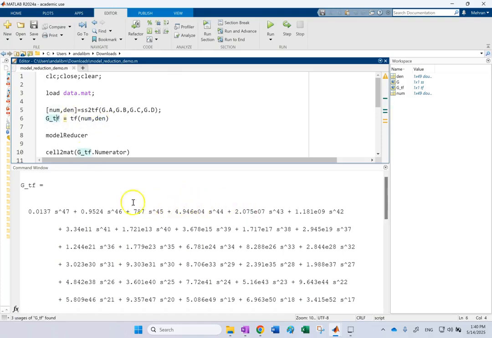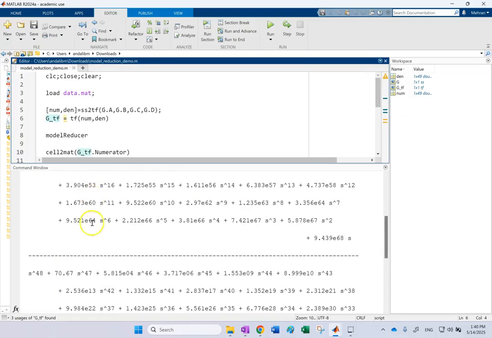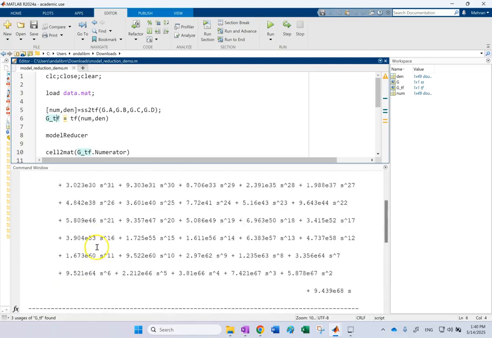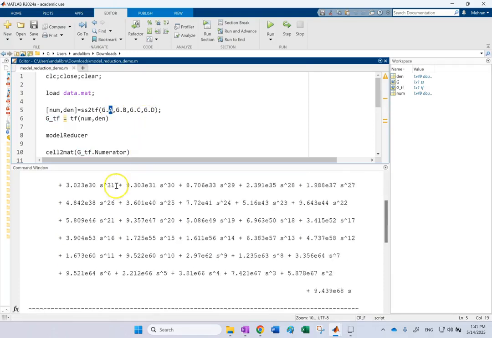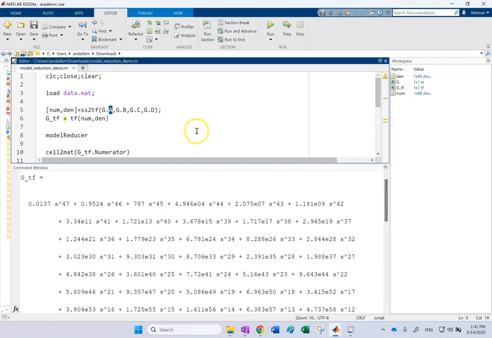If you look at my transfer function, there is a 47th order in the numerator and a 48th order in the denominator. So my transfer function is huge, right? And the same goes for matrices, like matrix A is 48 by 48. So the question is, is this big order really necessary? Can I simplify the system?